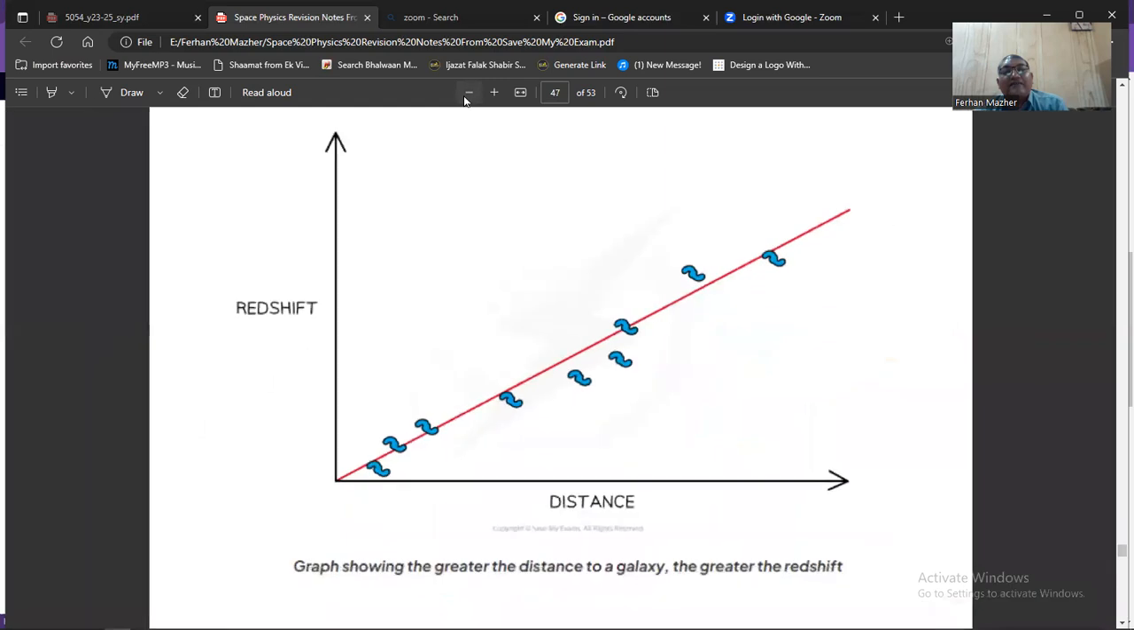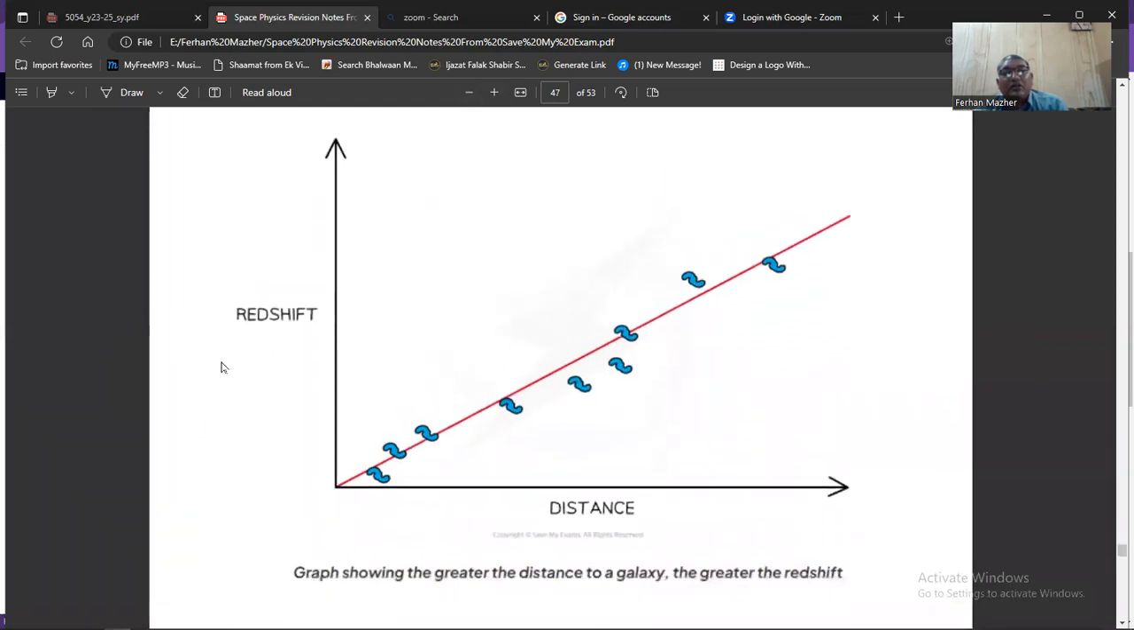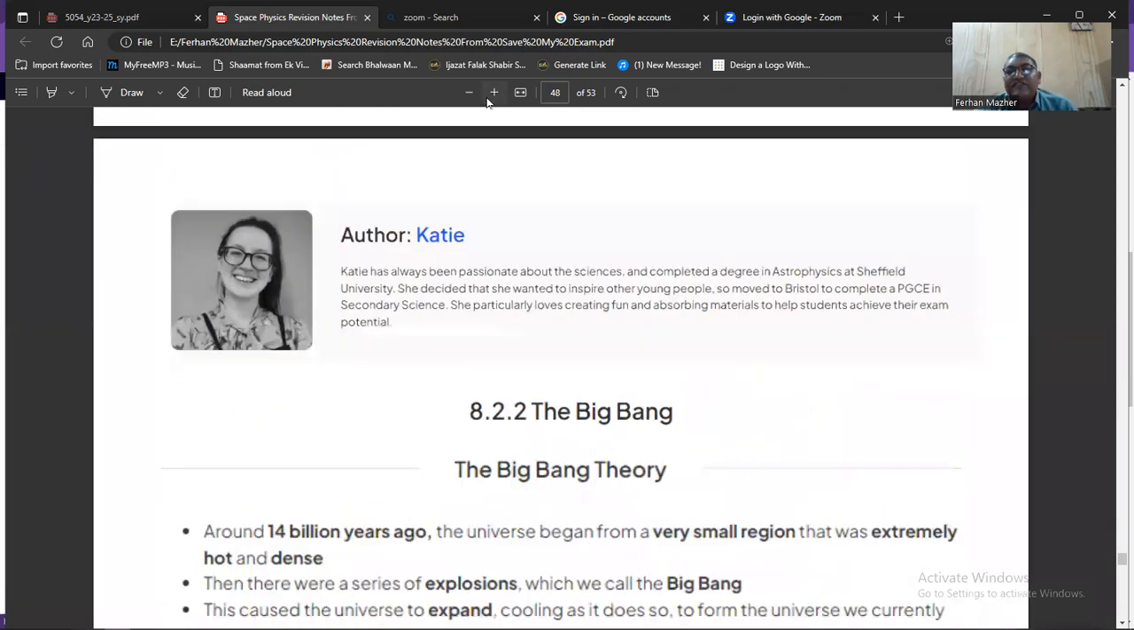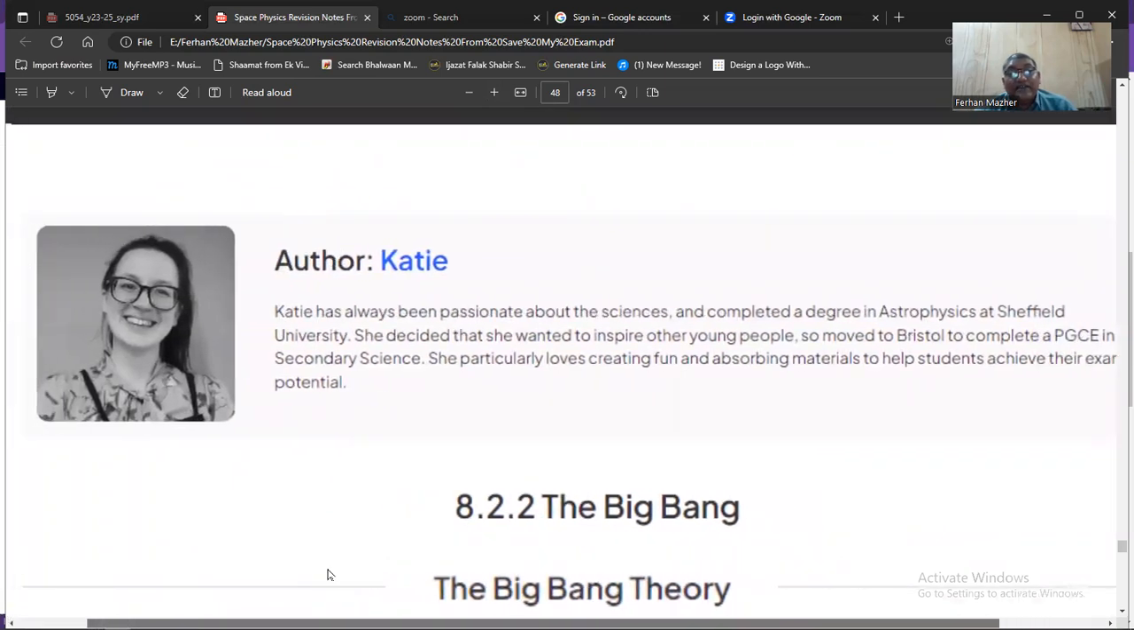So here we have a graph showing that the greater the distance to a galaxy, the greater is the redshift and the greater is the speed at which the galaxy is going away. You can see from this graph, here we have the redshift, here we have distance. The greater the distance, the greater the redshift. The author of this literature is Miss Katie or Cathy, you can say.